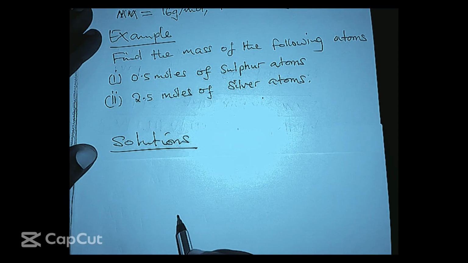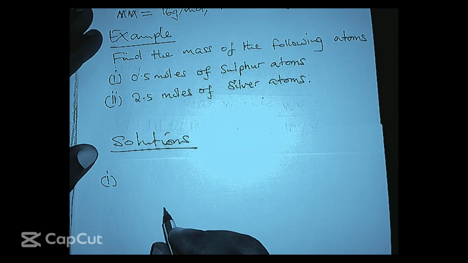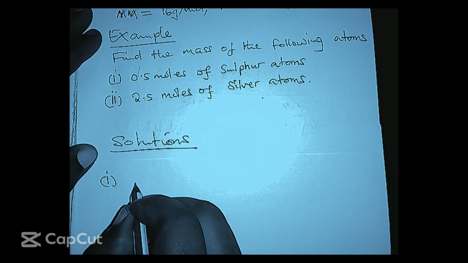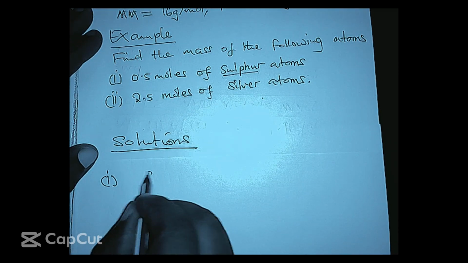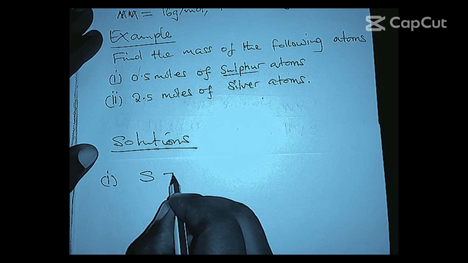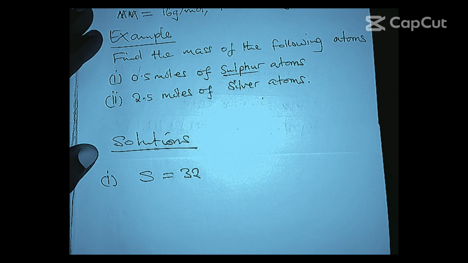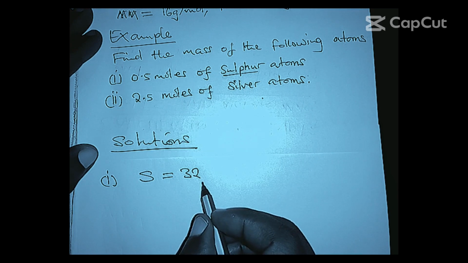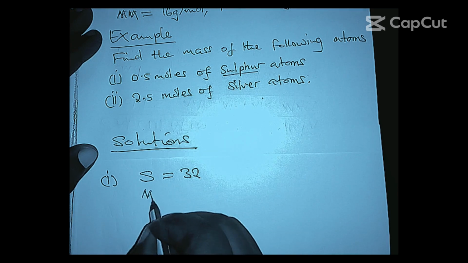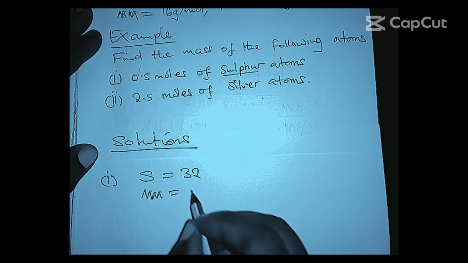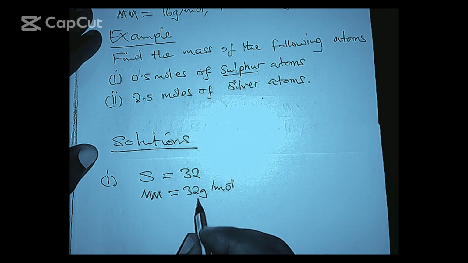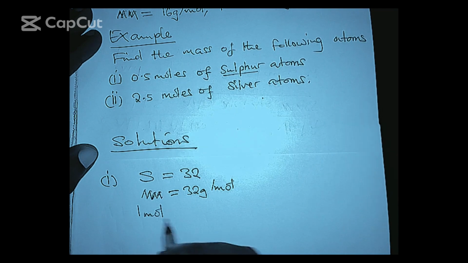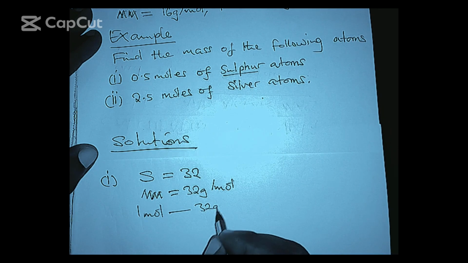Okay, so in answering this, we must remember that if we are dealing with sulfur, on the periodic table, sulfur is represented by the symbol S. Its relative atomic mass is 32. Now, we remember molar mass is also equal to this. We said molar mass for sulfur is going to be 32 grams per mole. This will mean that 1 mole of sulfur contains 32 grams.